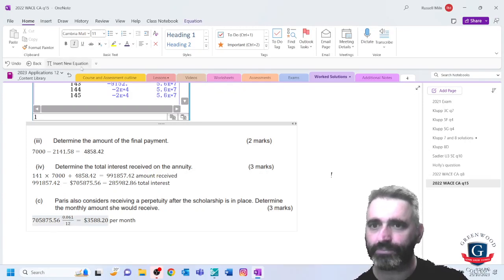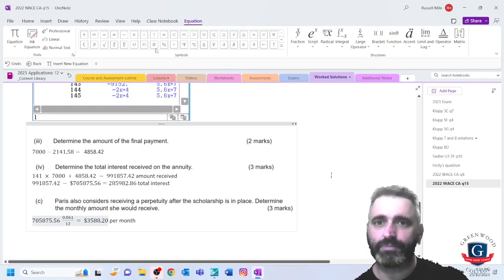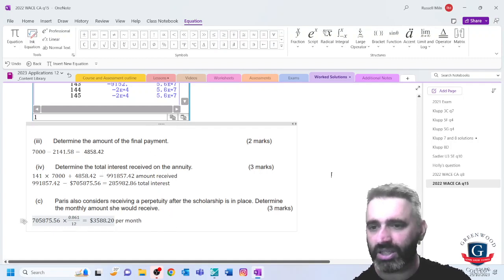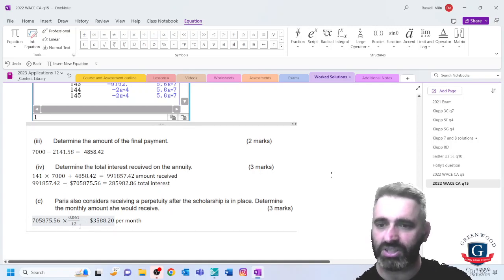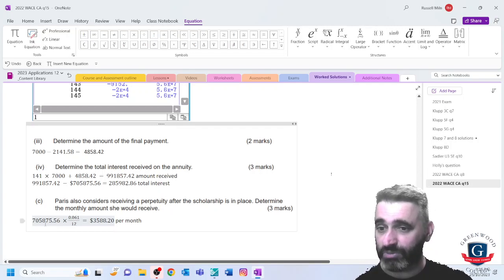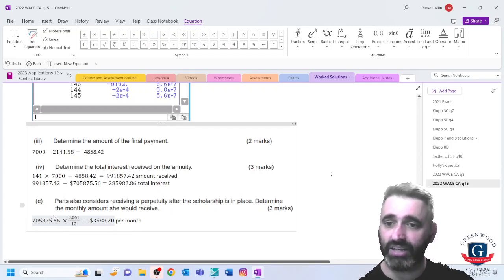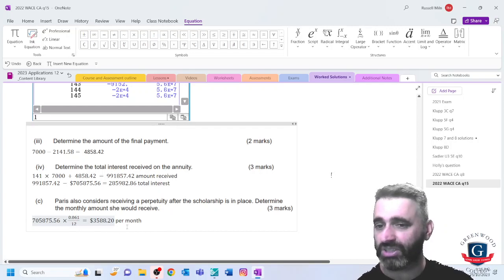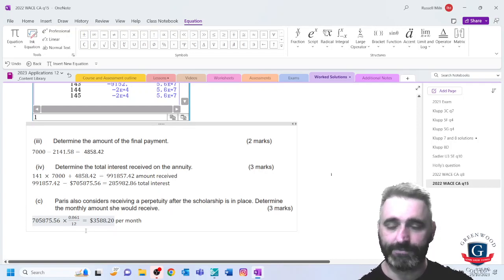If you want the perpetuity, just take the interest rate, divide it into the periods that you'd like, so that'll be monthly. Then multiply that proportion by the amount of money that you have, and that'll give you how much you receive per month. And this amount will never go down because you're never drawing against your initial capital.